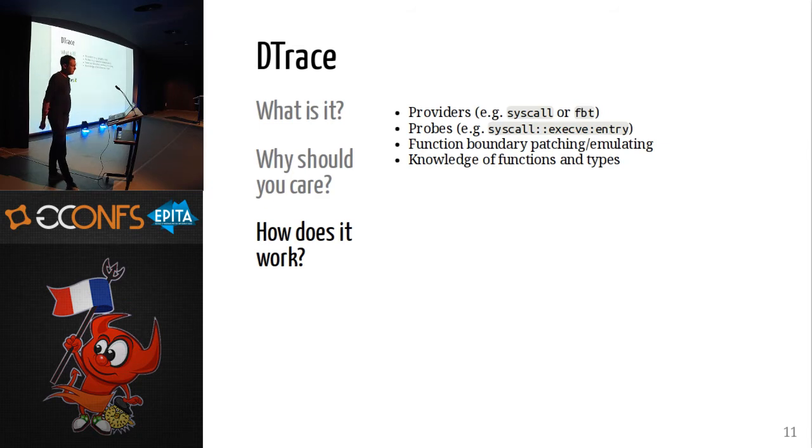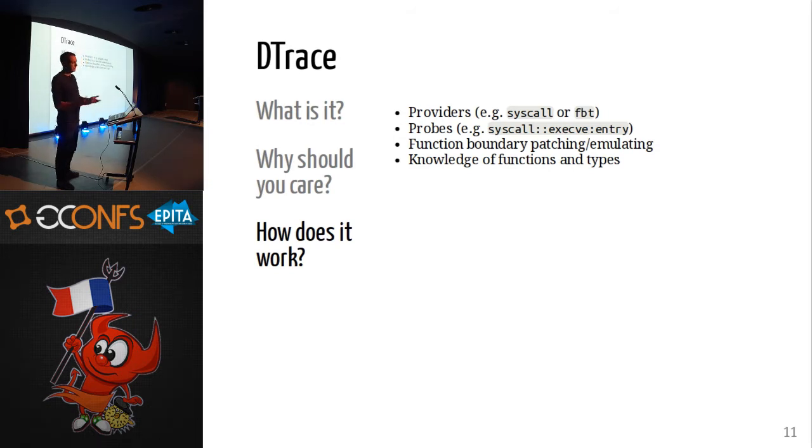So how does DTrace actually work? There are a number of providers. For example, the syscall provider that I showed earlier. There's the io provider, the sysinfo, but also FBT. That's the function boundary tracing provider. Of these, FBT will be the first targeted provider in OpenBSD.